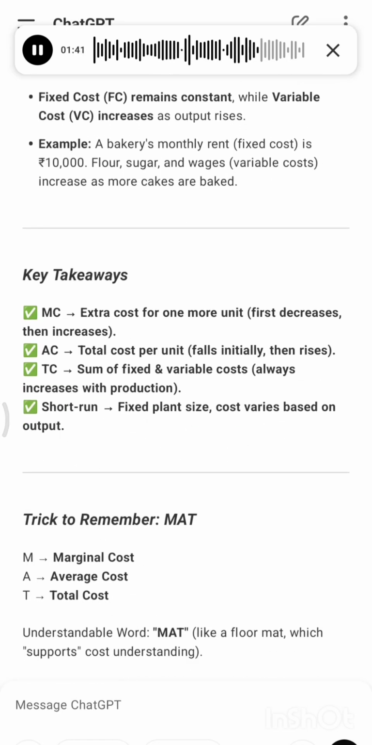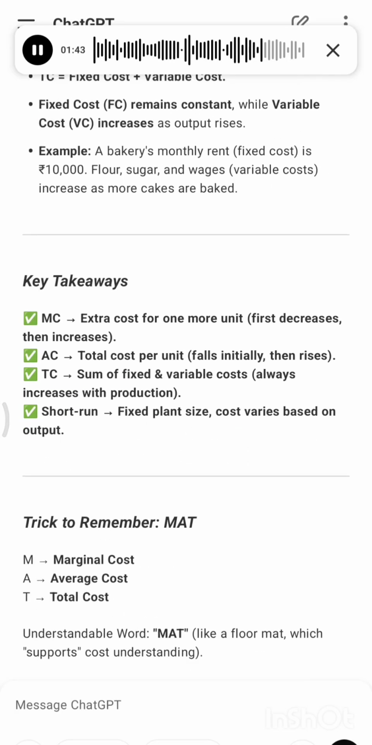Key takeaways. MC, extra cost for one more unit, first decreases, then increases. AC, total cost per unit, falls initially, then rises. TC, sum of fixed and variable costs, always increases with production. Short run, fixed plant size, cost varies based on output. Trick to remember. M, marginal cost. A, average cost. T, total cost. Understandable word, mat, like a floor mat, which supports cost understanding.